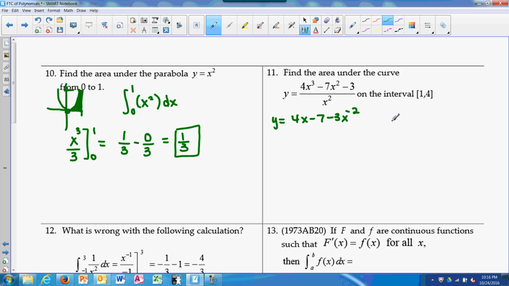so what that means, we have to think about whether or not we actually get a positive or negative area. So if we were to use 1, we would get 4 minus 7 minus 3. So 4 minus 7 minus 3 is going to give us negative 6. If we were to use 2, for example, 8 minus 7 would be 1, minus 3/4. That would have ended up giving us a positive 1/4.